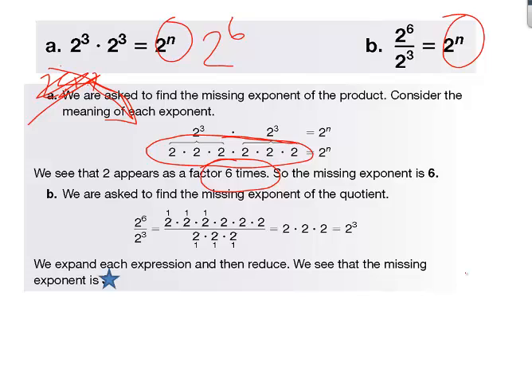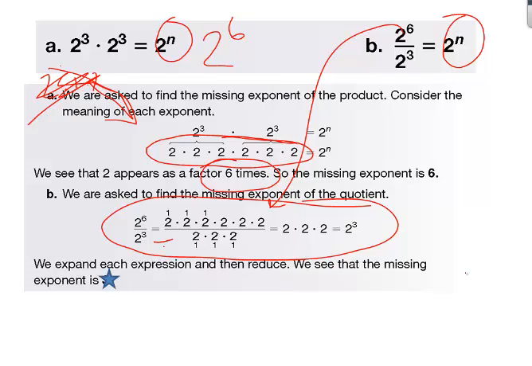Now looking at B, instead of multiplying, we're dividing. That's a little bit more difficult, but we can still do it with the help of right here. Right? You got 2 times 2 times 2 times 2. 2 to the 6th equals that. And 2 to the 3rd equals that. Then we can cancel that out with that one. We can take that and cancel that out with that one. We can cancel that out with that one. And that leaves us 3 2's on top, which is 2 to the 3rd. So in our answer here, the n right here is 2 to the 3rd, which is our answer right there.